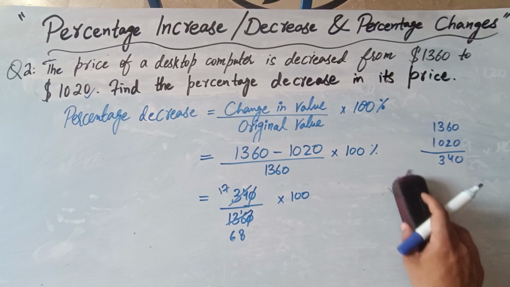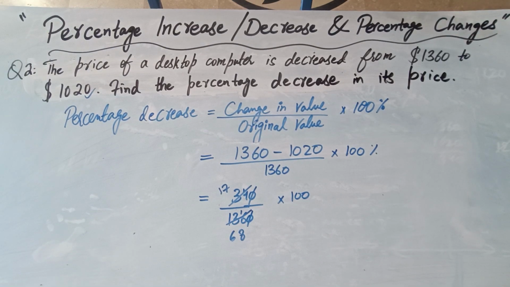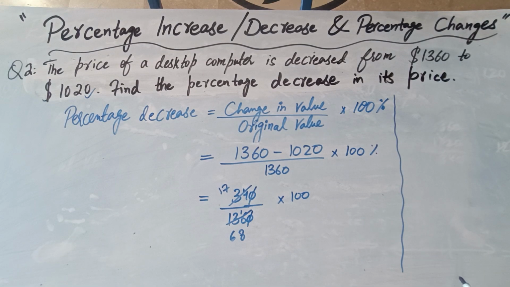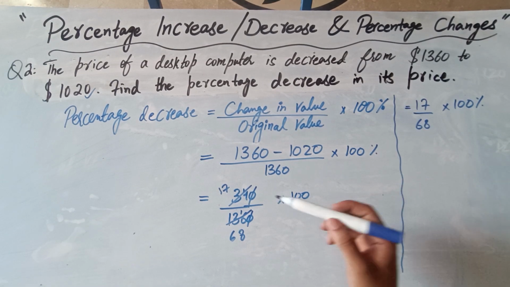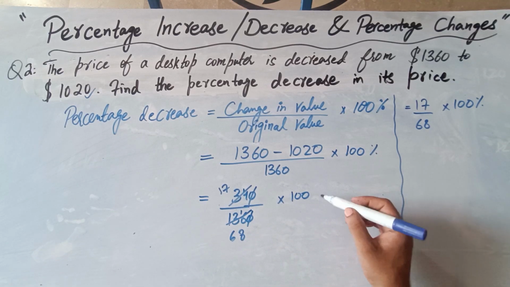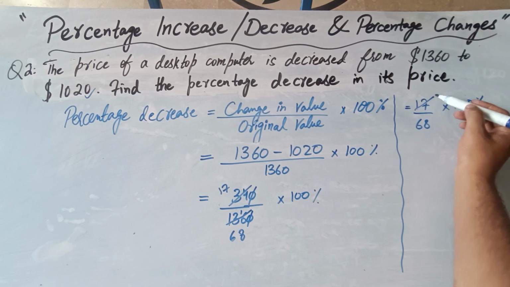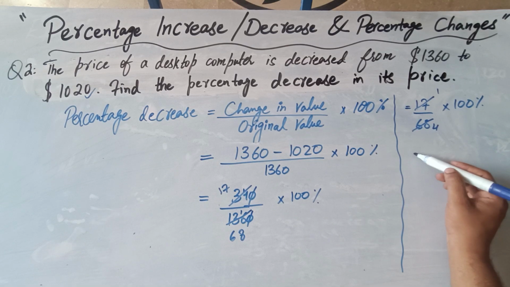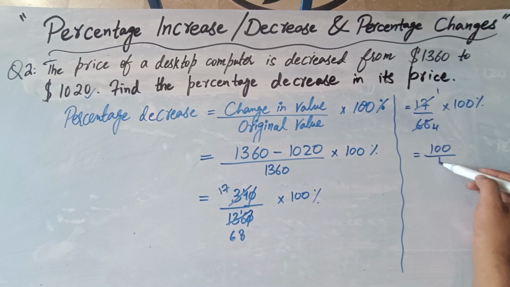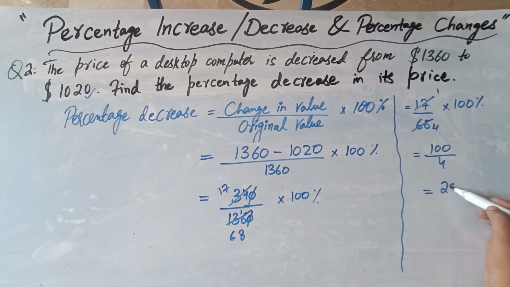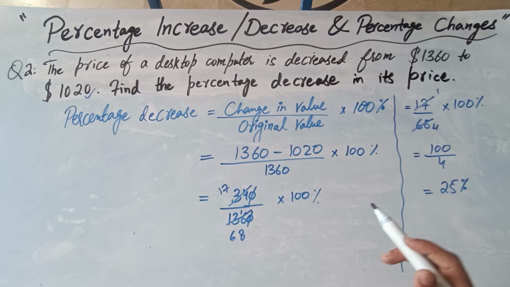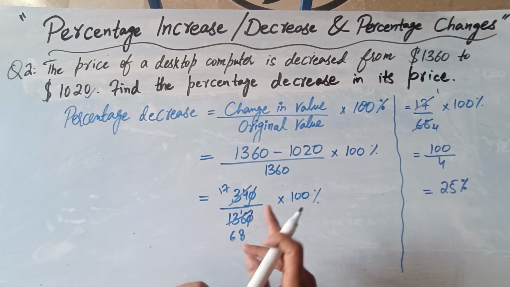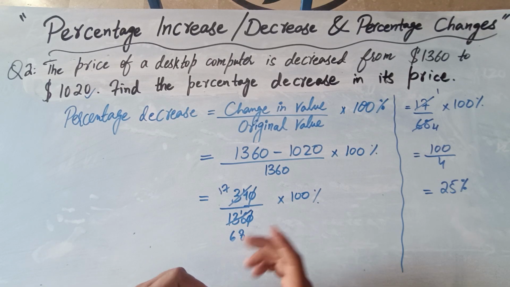So now we are left with 17 upon 68 multiplied by 100%. So 17 ones are 17 and 17 times 4 is 68. Now we are left with 100 divided by 4. So 100 divided by 4 is again 25%. Means the price of the desktop computer has been decreased by 25%.